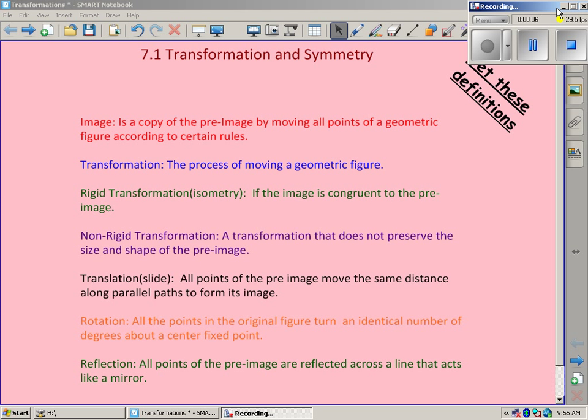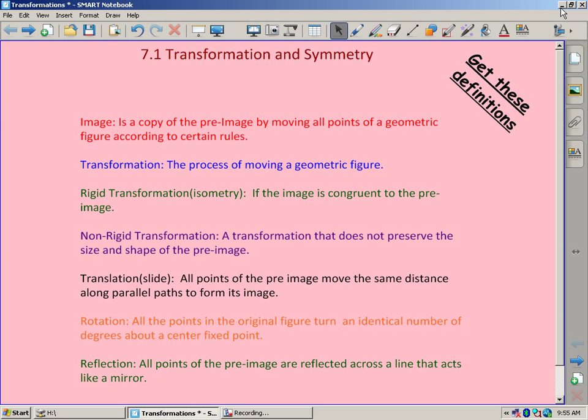This page is all the definitions that we are going to talk about today. First, the image is a copy of the pre-image, made by moving all the points of a geometric figure according to certain rules. We're going to talk about those rules, how we're going to move these. The key is the image is the copy of the original, which is what we call the pre-image. Transformation is the process of actually moving. When we're talking transformations, we're talking about all kinds of different movements of the geometric figure.